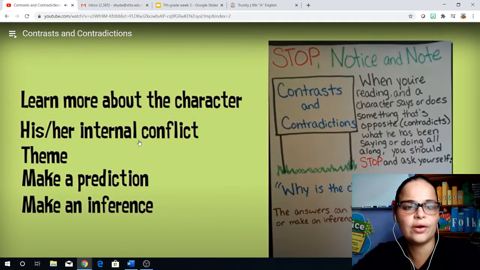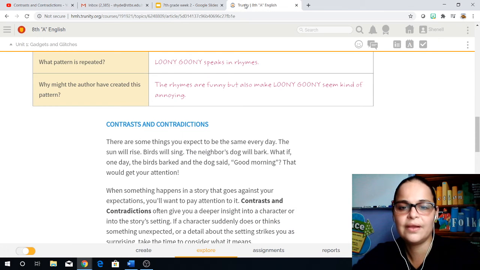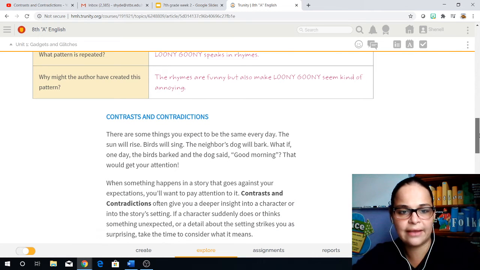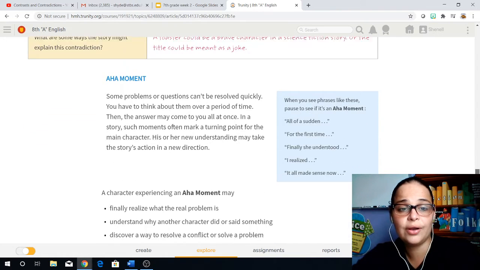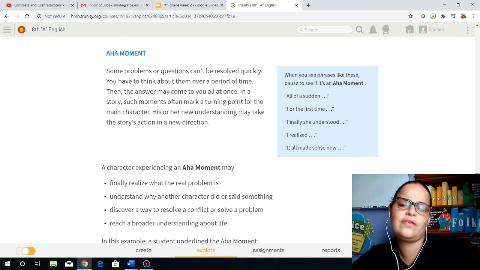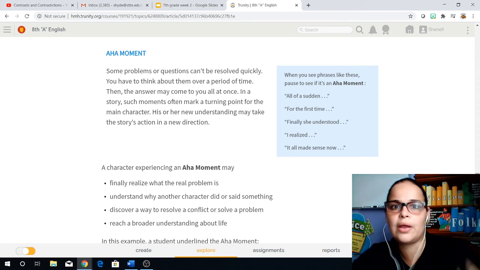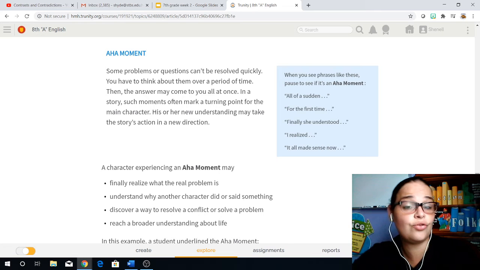Okay, so that's what contrast and contradict is. I hope that was clear for you guys. We're going to move on to the last one of our signposts for the story, The Brave Little Toaster. We have our aha moment. Some problems or questions can't be resolved quickly. You have to think about them over a period of time. Then the answer may come to you all at once. In a story, such moments often mark a turning point for the main character. His or her new understanding may take the story's action in a new direction.